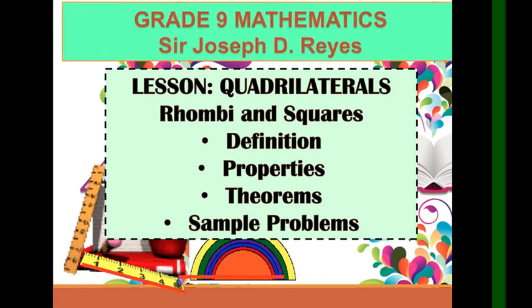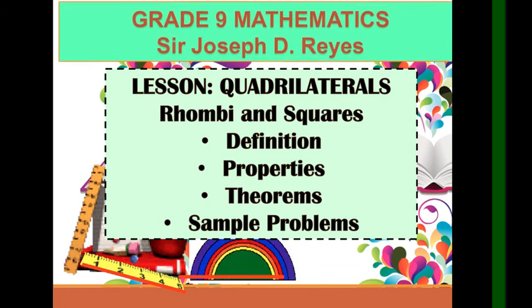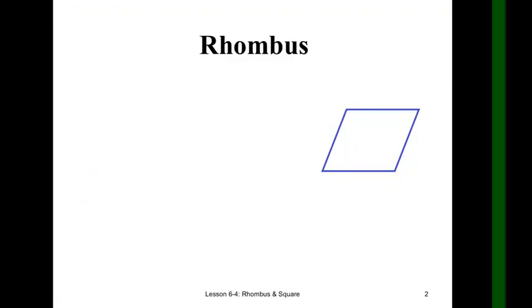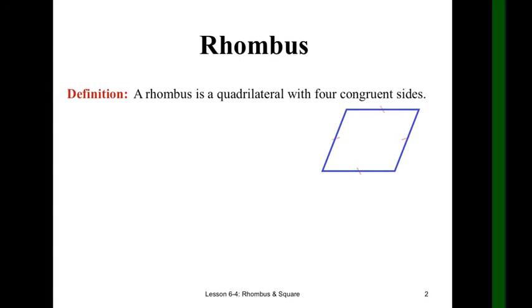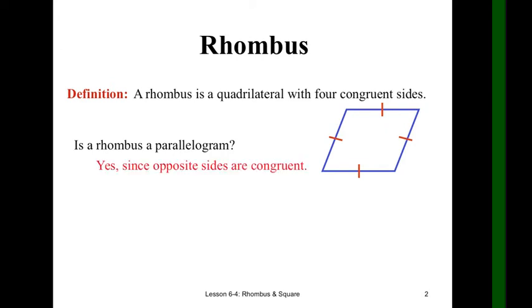And now let's proceed to our main topic for today, which is all about rhombi and squares. Rhombus. Definition: a rhombus is a quadrilateral with four congruent sides. So it is just like a square? No. Is a rhombus a parallelogram? The answer is yes, since opposite sides are congruent.